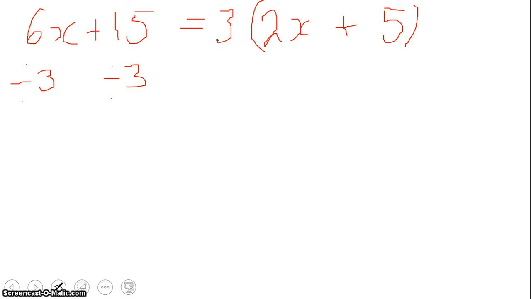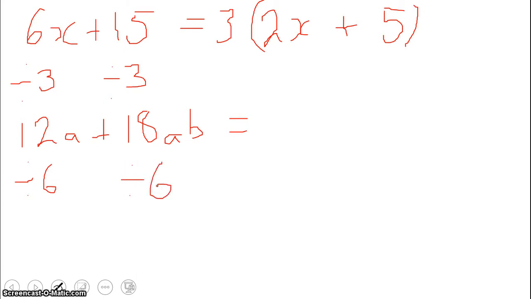Now things can get a little bit more complicated. Say for example if we had 12a plus 18ab. Looking at those, we need to think of what we can make 12 and 18 both by. So I'm going to pick 6 because I know 6 goes into 12 and I know 6 goes into 18. I could stop there, but I wouldn't have fully factorised that expression.